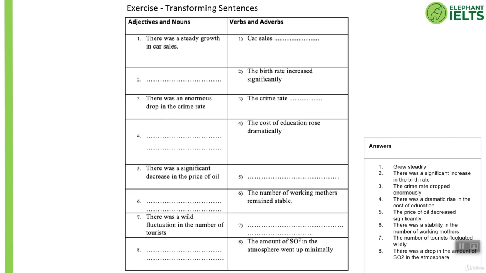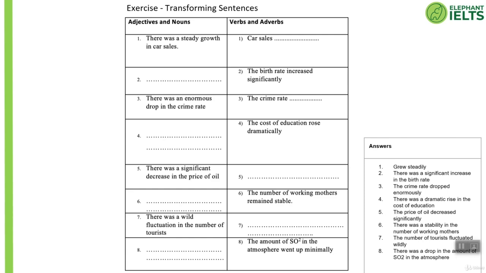So we need a verb and an adverb now. The crime rate dropped enormously. Look at number 4. The cost of education rose dramatically. There was a dramatic rise in the cost of education. Look at number 5. There was a significant decrease in the price of oil. The price of oil decreased significantly.